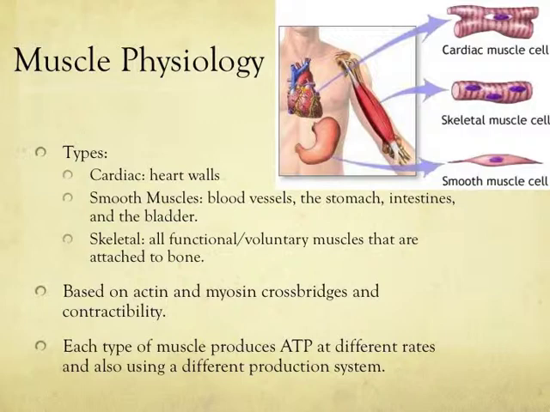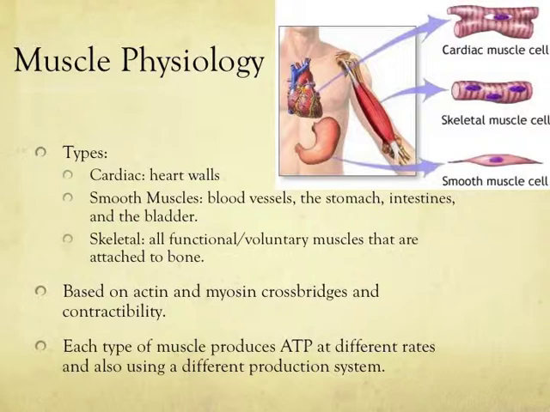Okay, so first, muscle physiology. We first have three different types of muscles in our body. First, we have the cardiac muscle. This is the muscle that's in the walls of our hearts. Second, we have our smooth muscles, which are consisted of blood vessels, the stomach, the intestines, and the bladder. These first two muscles are mostly involuntary for us. We cannot voluntarily contract them. For our third type, the skeletal muscles, they are our functional and voluntary muscles that are attached to our bones.